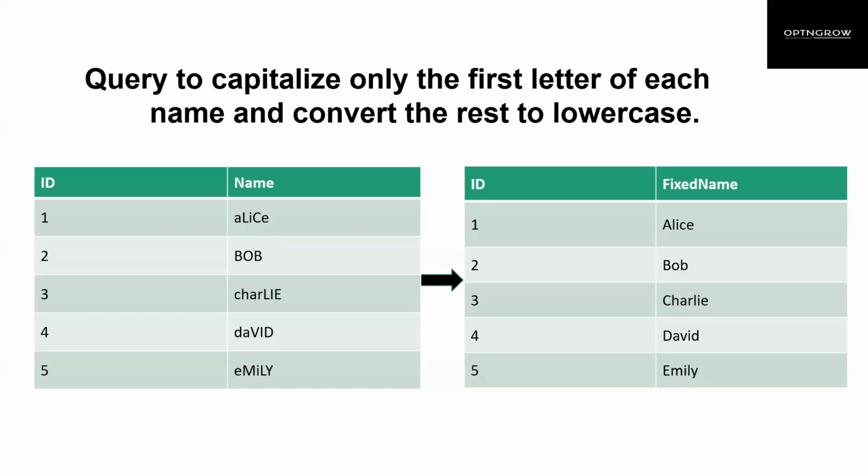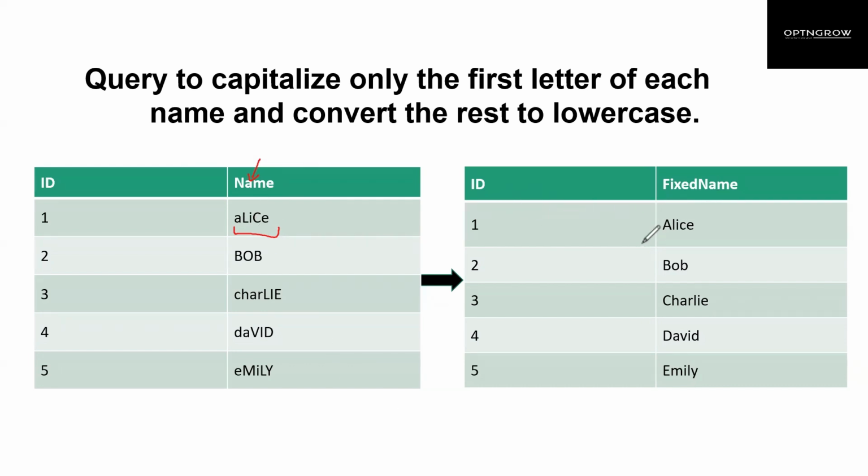Hello everyone. So let's explore the SQL scenario that we have for this video. This is our input table, and in this table we have this column name. Now if you see in this column we have the values which has inconsistent casing. What I mean to say with inconsistent casing is that some of the letters are in uppercase and some of the letters are in lowercase.